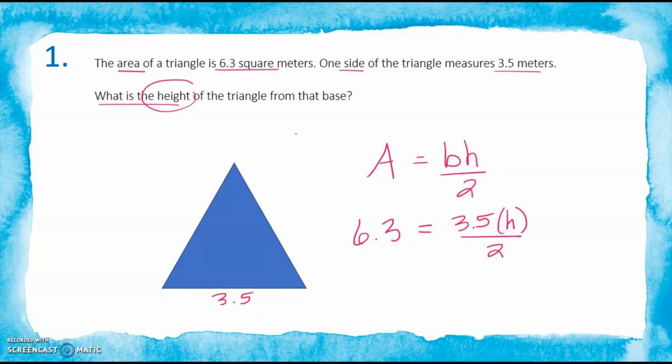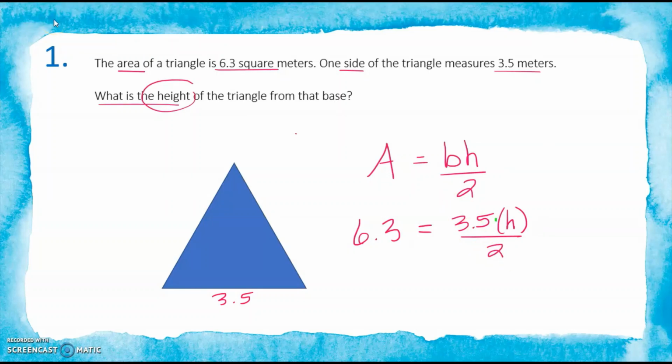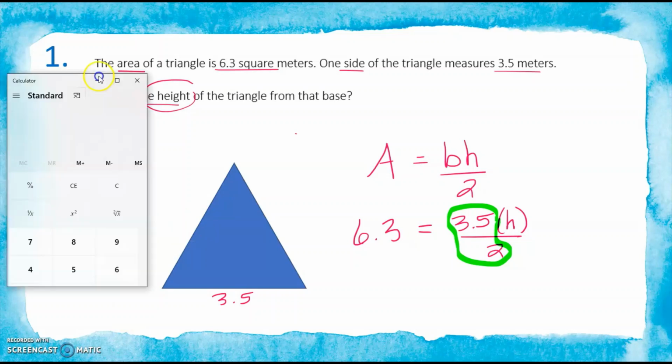Well, a couple ways you can do this. If you want to get rid of the 2, you can go ahead and divide the 3.5 by 2 first, and that will eliminate that. Okay, so we're going to do 3.5 divided by 2. We're just simplifying our expression.